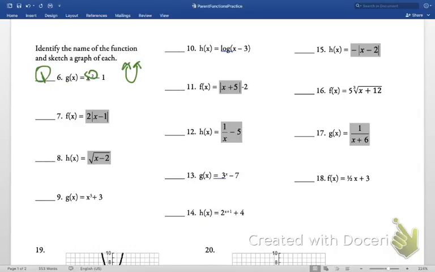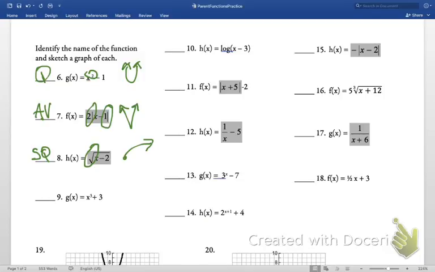Okay? And number 7, we have these beautiful vertical bars. Vertical bars are the absolute value. Absolute value is a V shape. Short and easy. Number 8, we have this beautiful radical thing here. That's my square root function. And remember, it starts and it goes over and to the right.